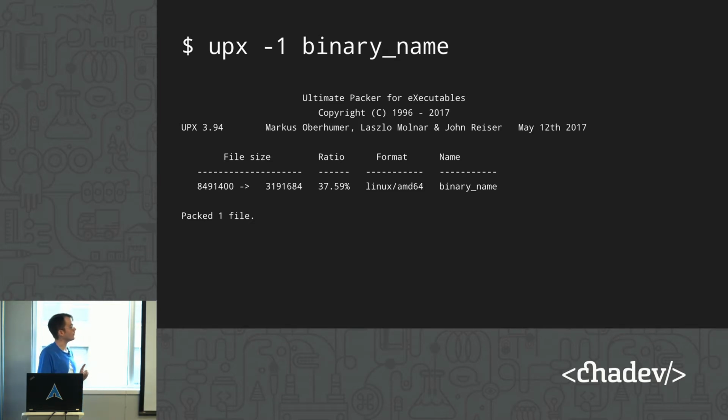So this is an example where I am compressing a Go binary, and it's shaving 37% off the file size. All right, so that's just at the lowest compression level. That's at compression level 1. And you can go higher, but it takes a long time, and I'm not sure I'd recommend that.